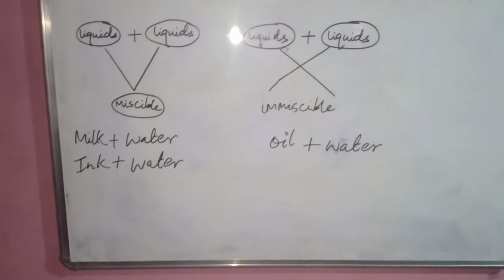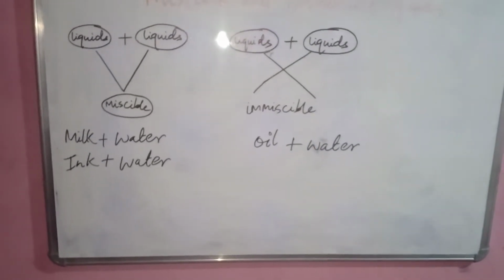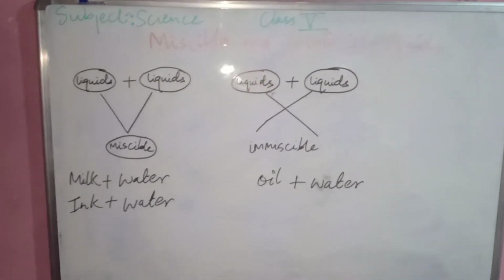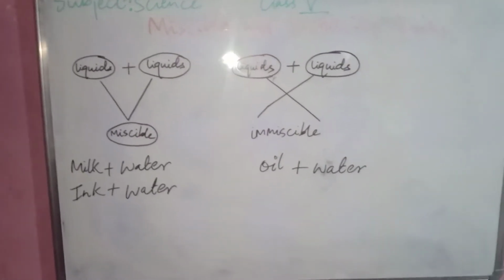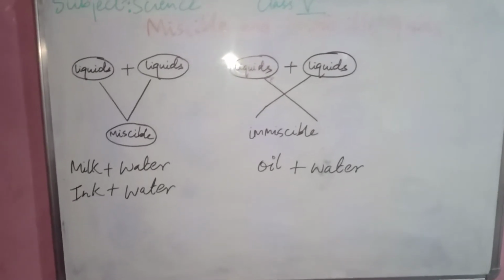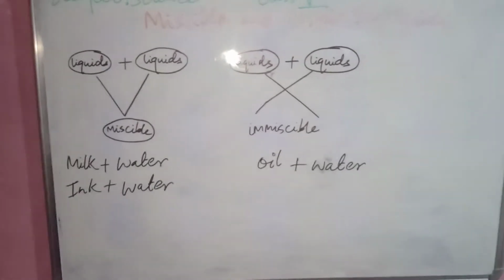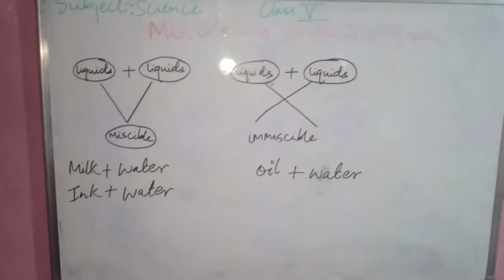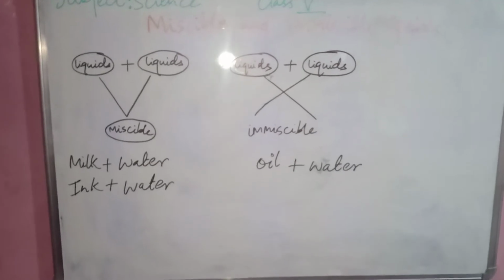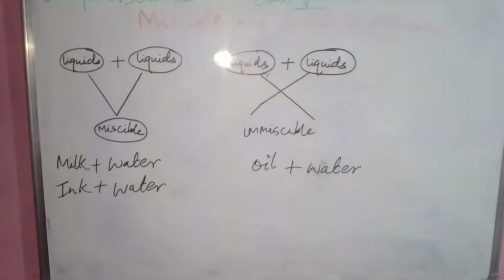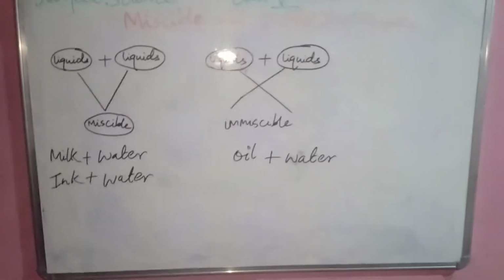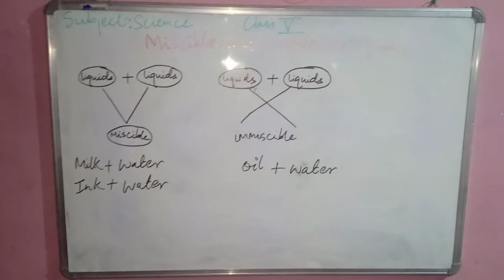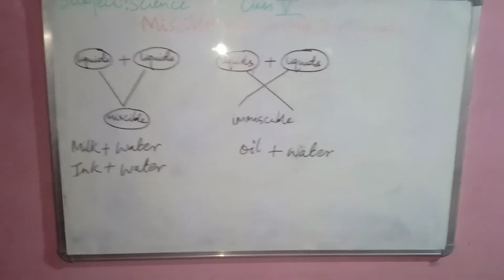However, when two liquids mix together such that they do not dissolve completely in each other, they are called immiscible liquids. Here some of the examples are: when oil is mixed in water, it does not dissolve. Instead, oil and water form separate layers within the container. That means it is not dissolvable at all, and we can separate these two from each other.